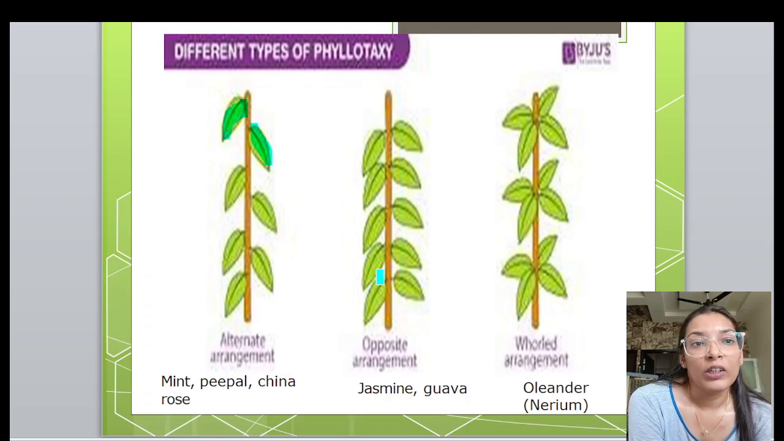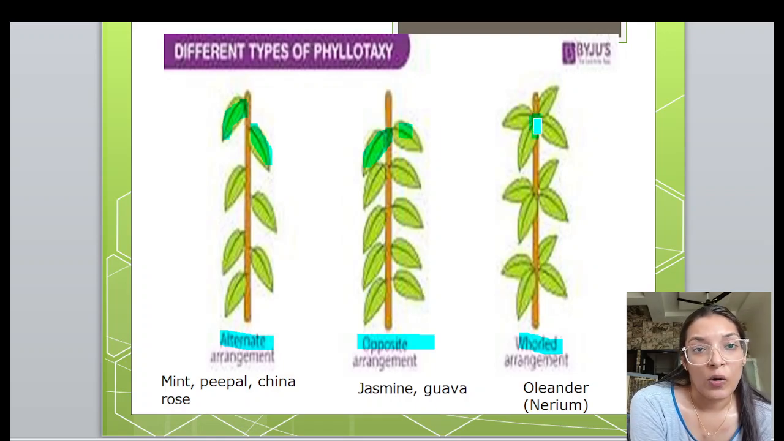But in the second one you can observe that from the same node on both sides the leaves are arising. But here, on one node on one side it is arising, then on the second node on the second side. Both the leaves are not arising from a single node on both the sides. But here both the sides are involved. So it is called opposite arrangement. Here it is called alternate arrangement. And then the third one is the whorled arrangement. In whorl you can see more than two leaves are arising from a single point. This type of arrangement is called whorled arrangement or bunch like arrangement.